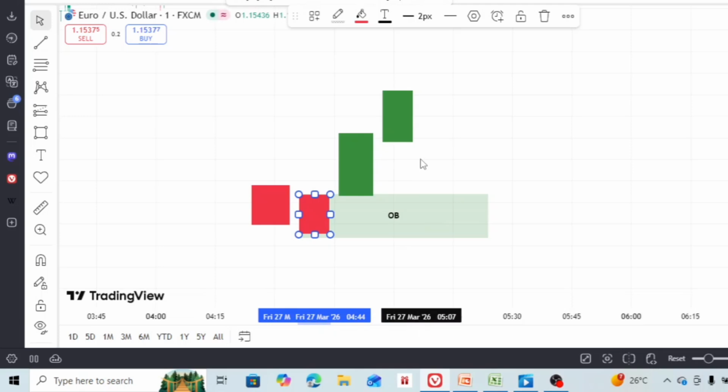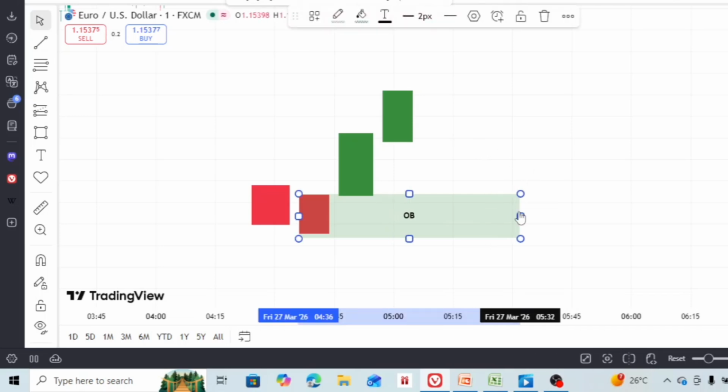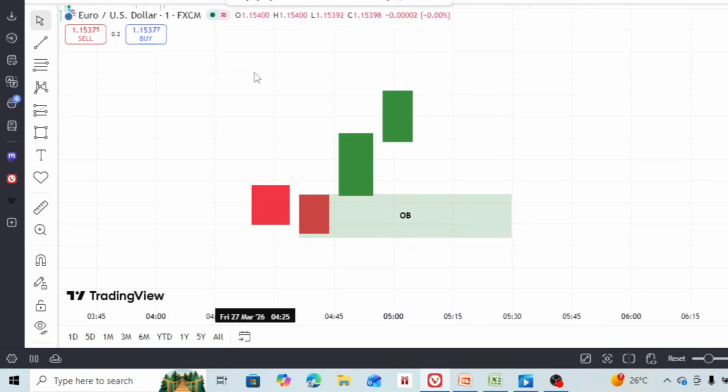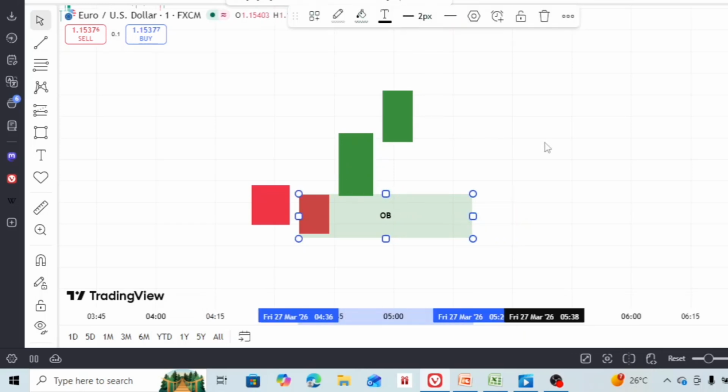Not all order blocks are reliable. Some order blocks are smart money traps, so we have to know about that as well. We will also talk about how to identify a high probability order block.